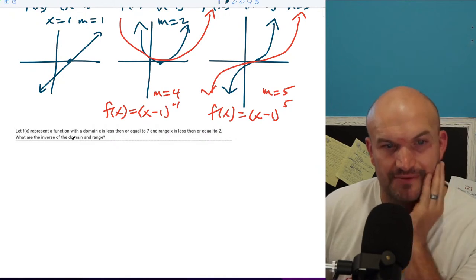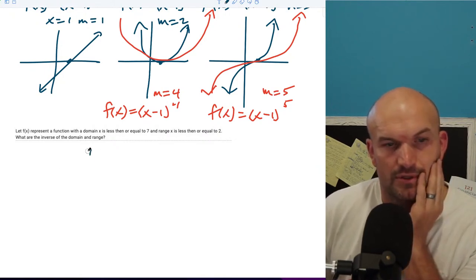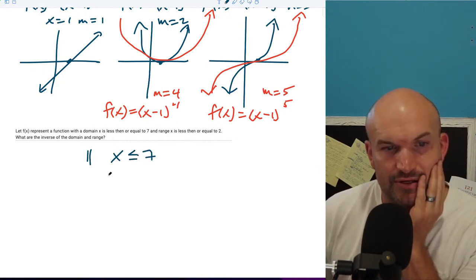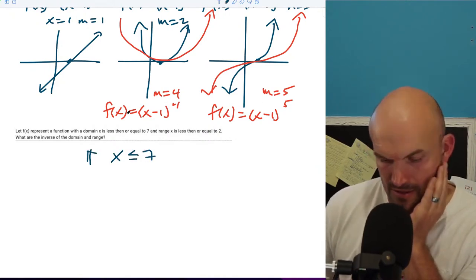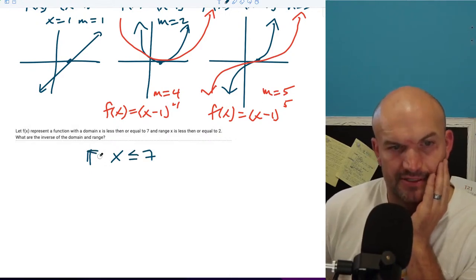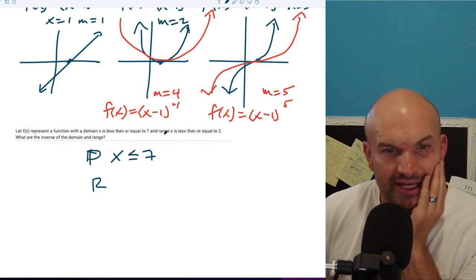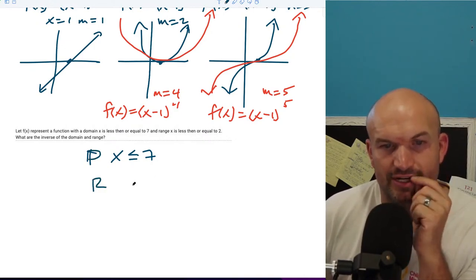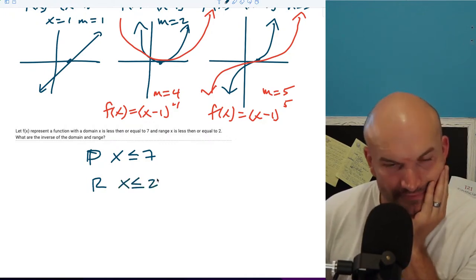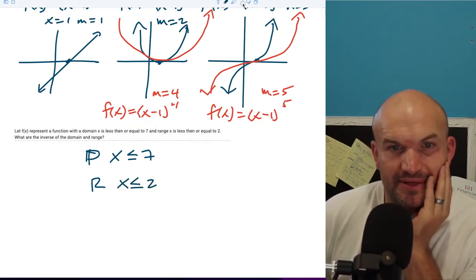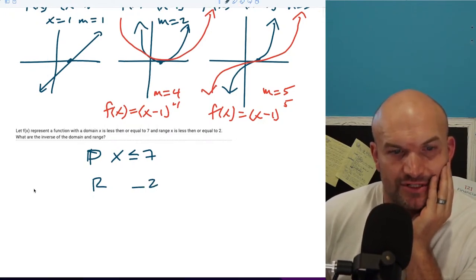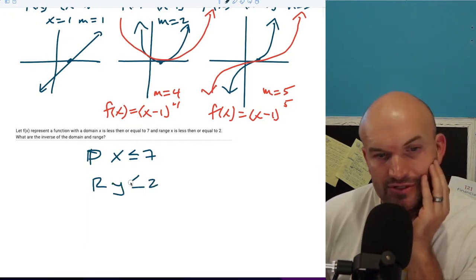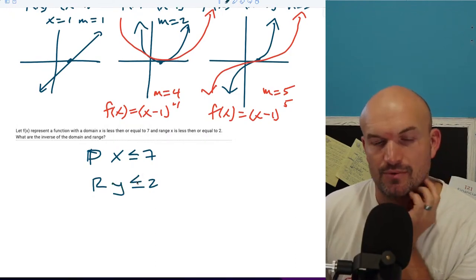Less than or equal to 7. So the domain is x, which is less than or equal to 7, and a range. Okay, so here's the domain. The range is going to be y less than or equal to 2. It's not going to be a range with the x, it's going to be with a y. Y is going to be less than or equal to 2.